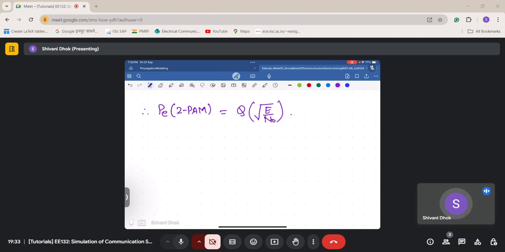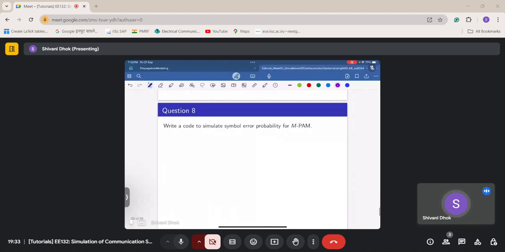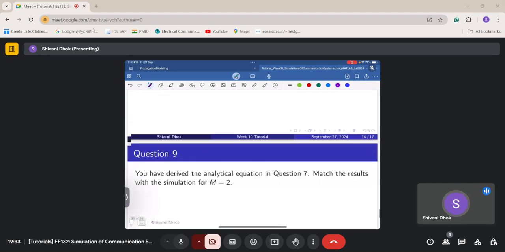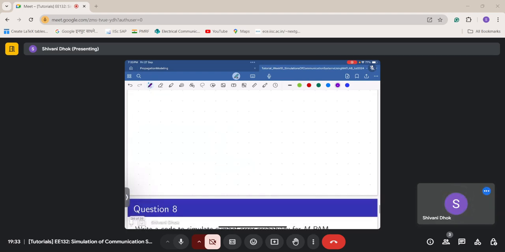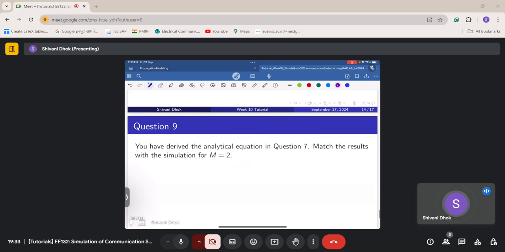Okay, if there are no questions, then we'll move to some coding questions. These questions were done, or this coding part was done in the lectures, but still I want to do it again from scratch to understand the things better. So we'll do 3 questions. First question, we'll write a code to simulate symbol error probability for M-PAM. After that, we have derived the probability of error for M-PAM for M equal to 2, so we have this analytical expression, and we will try to match it with the simulation. That will be our question 9.